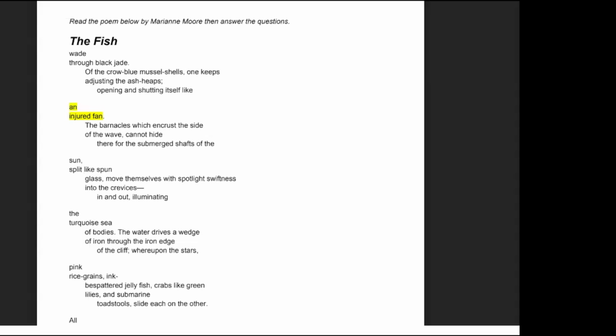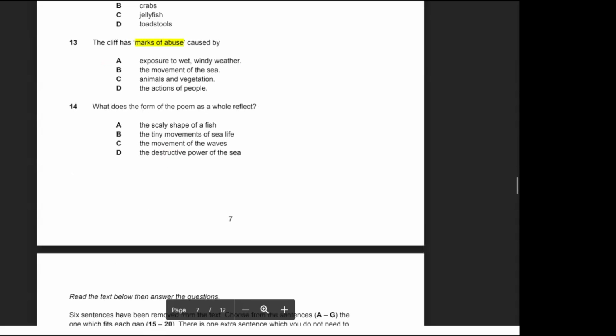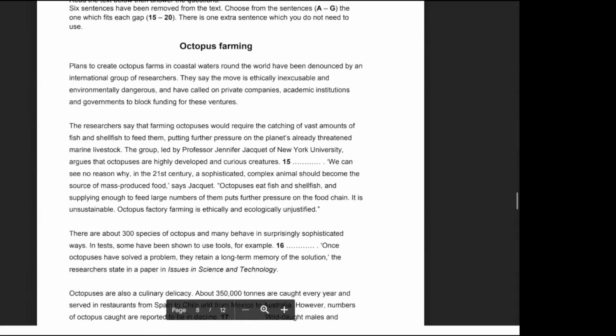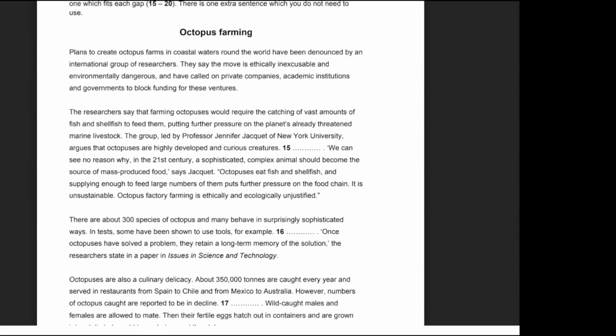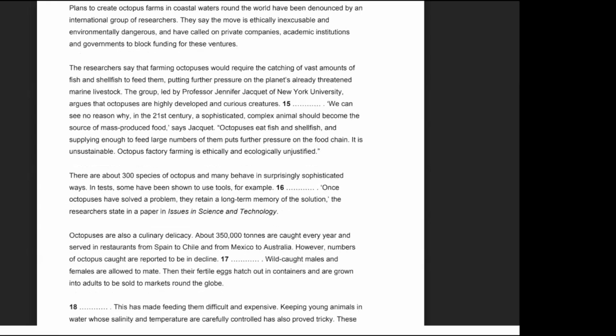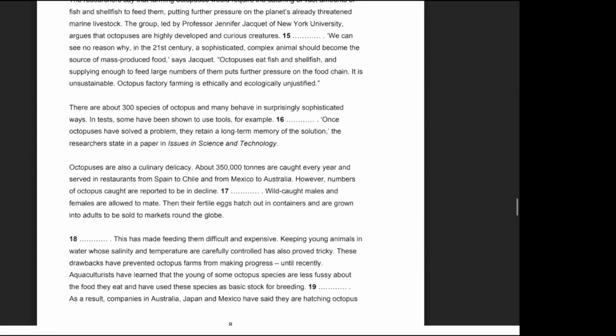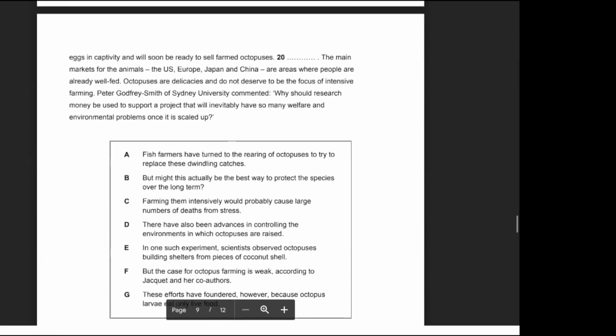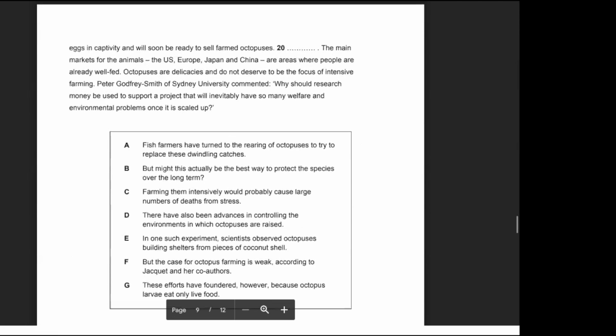Okay, moving on to the cloze passage. So I guess one of the biggest changes to the test is, of course, the inclusion of this cloze passage section. There are a lot of different strategies that you can apply for cloze passages, but given that there's only a couple of days before the test, there's a few core ones that I want to draw your attention to.